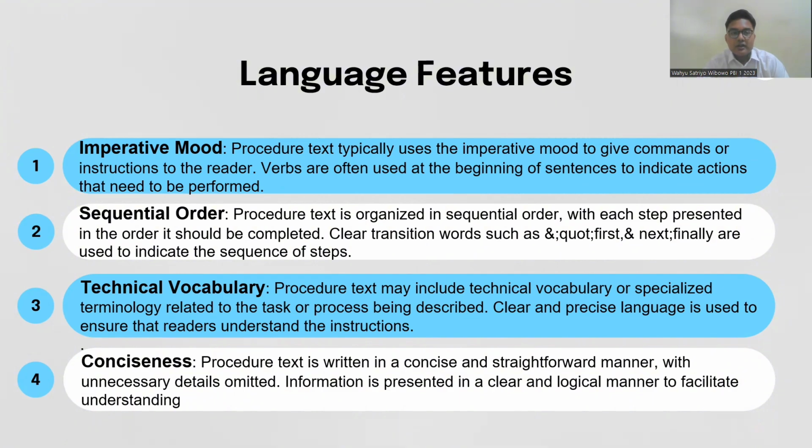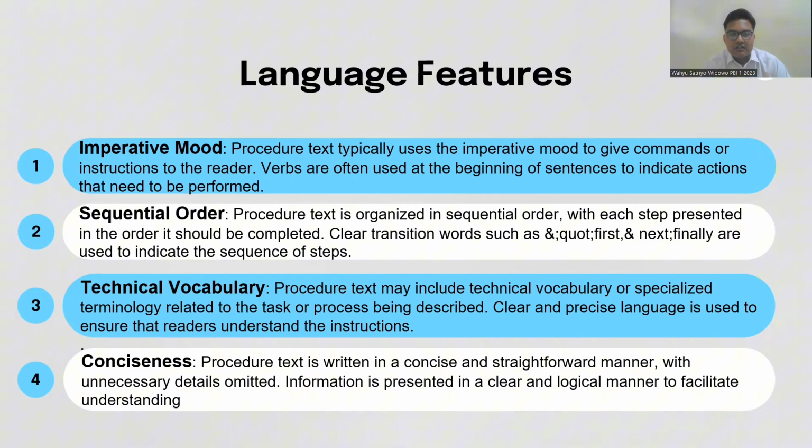The second is sequential order. Procedure text is organized in a sequential order, with each step presented in the order it should be completed. Clear transition words such as first, next, and finally are used to indicate the sequence of steps.